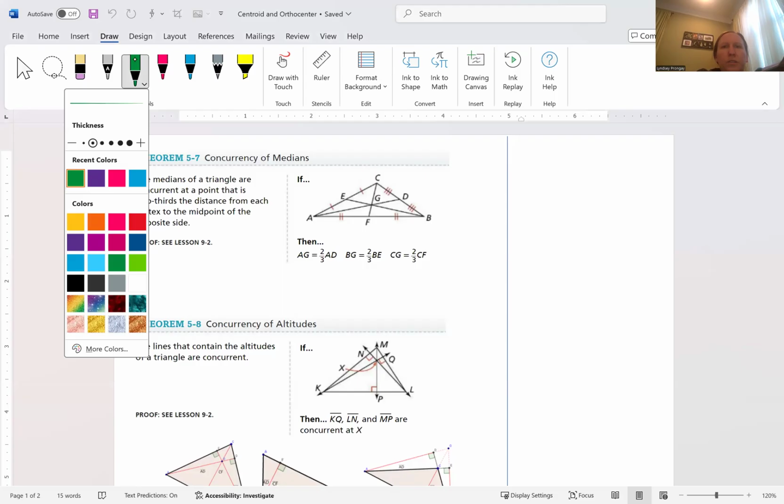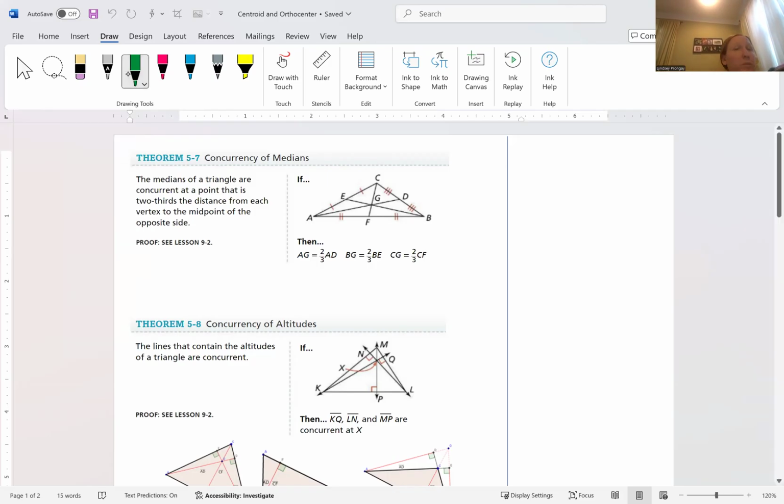So this video is going to be about centroids and orthocenters. And the first page is going to be pretty easy. There is a second page that gets a little bit tougher. Okay, just to warn you. So the first part, we have the concurrency of medians.